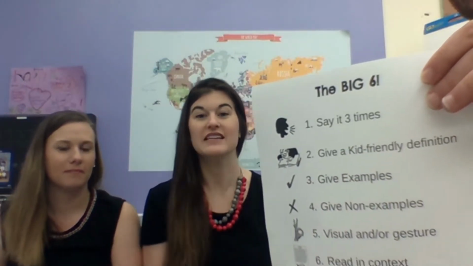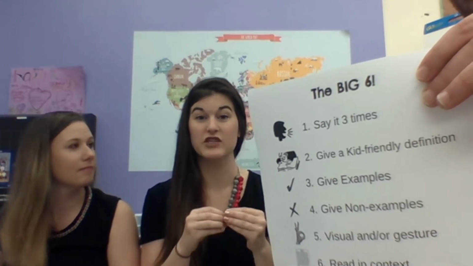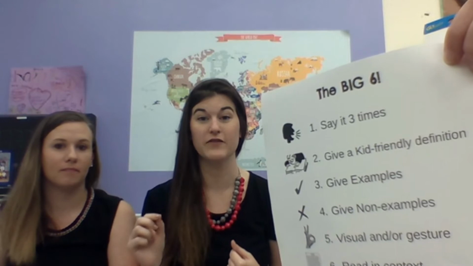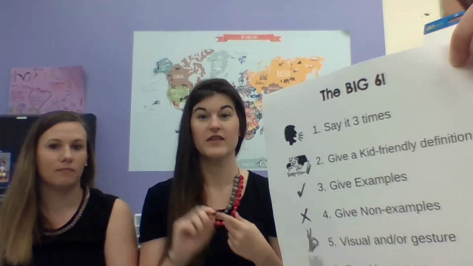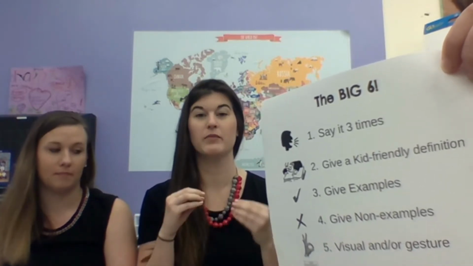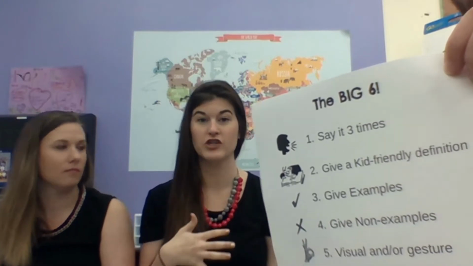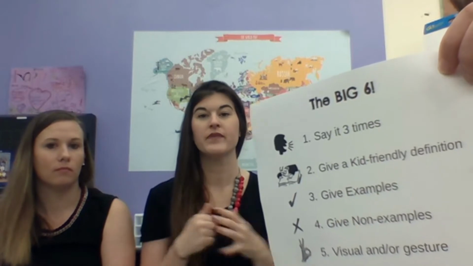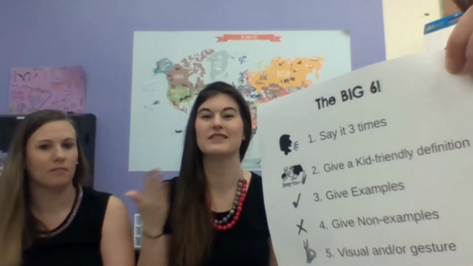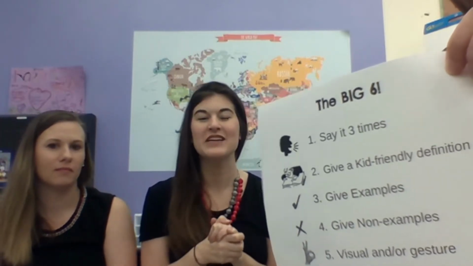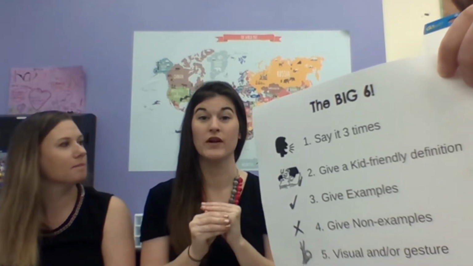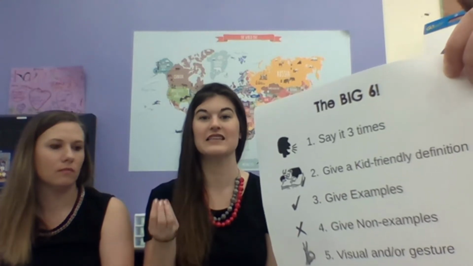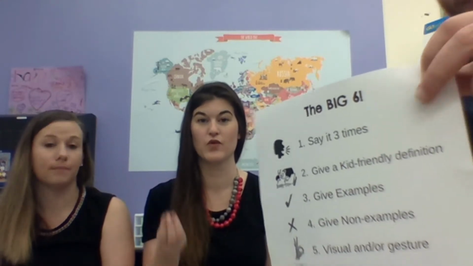So the first one is when we pre-teach vocabulary, we'll say it 3 times. Then we give a kid-friendly definition. We give examples, and then non-examples, and then we provide either a visual in the form of a picture or an illustration, or a gesture. Or you could do both, but there's only Big Six, so I couldn't say both. And the last one is to read it in context. That is so important because, as John and Ashley both were just talking about, the context is what gives the word the meaning.